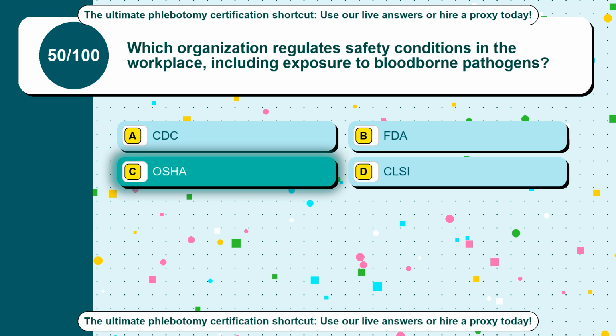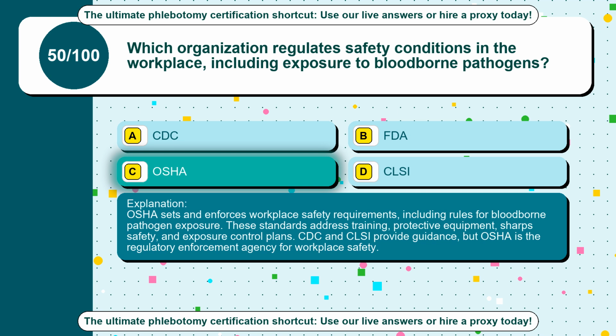OSHA. OSHA sets and enforces workplace safety requirements, including rules for blood-borne pathogen exposure. These standards address training, protective equipment, sharp safety, and exposure control plans. CDC and CLSI provide guidance, but OSHA is the regulatory enforcement agency for workplace safety.